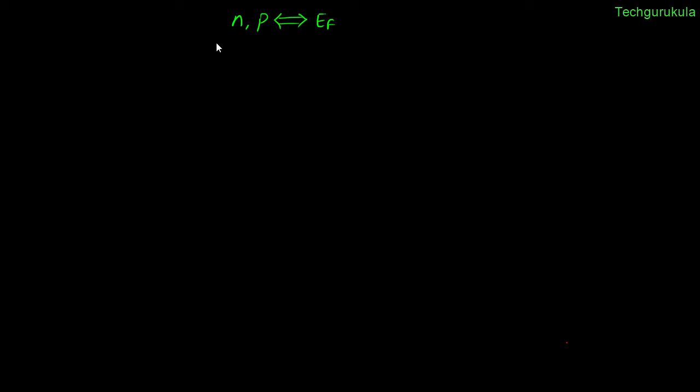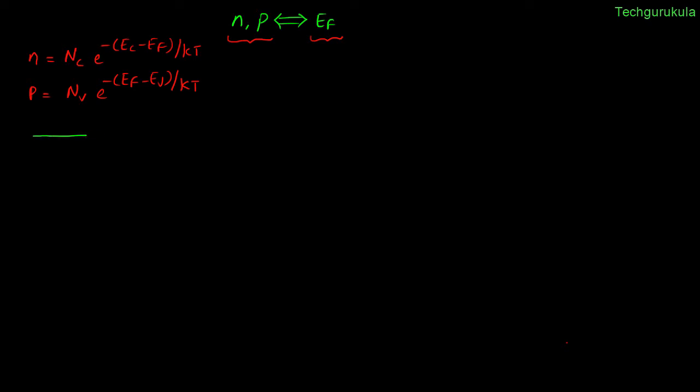In this video, we're going to talk about the relationship between the carrier concentrations and the Fermi energy level. In our previous videos, we have derived the relationship between carrier concentrations and the Fermi energy level, where electron concentration is given by Nc times e power minus of Ec minus Ef over kT, and hole concentration is given by Nv times e power minus of Ef minus Ev over kT, where we know that Nc is the effective density of states in the conduction band and Nv is the effective density of states in the valence band.